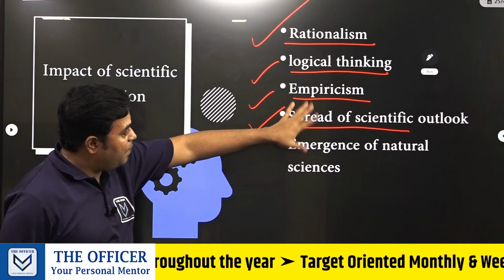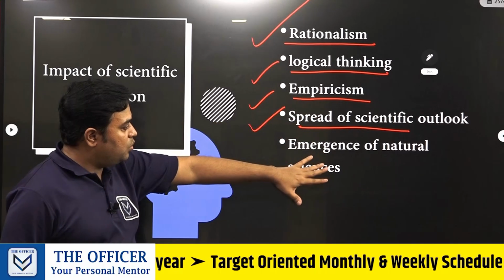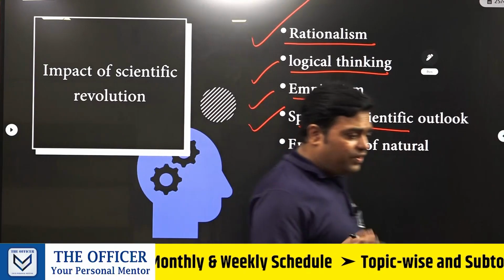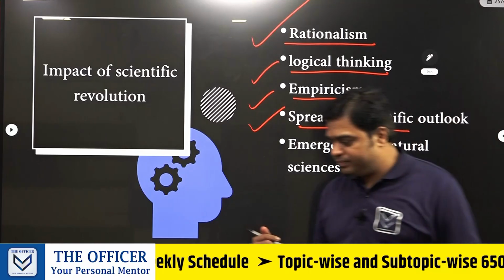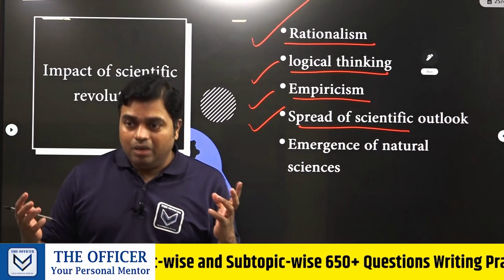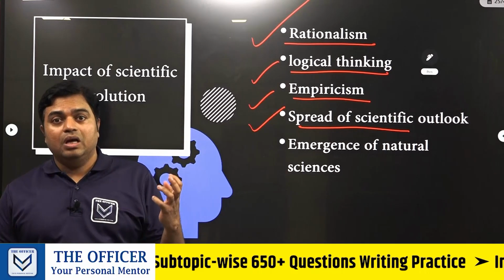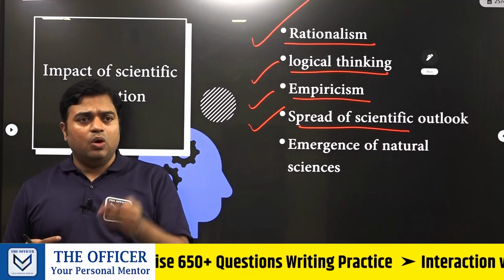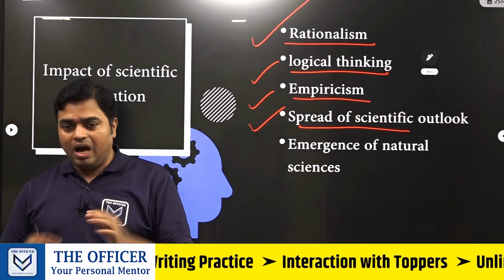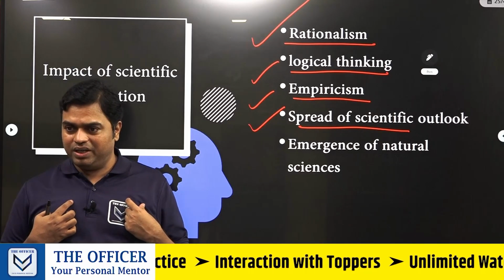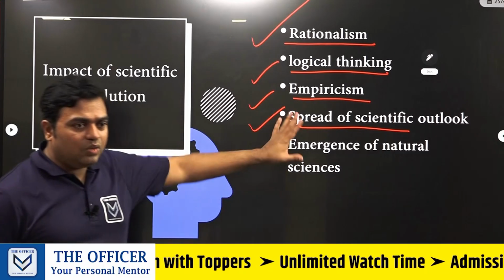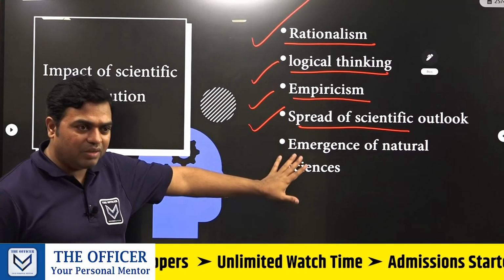So empiricism, the spread of scientific outlook, emergence of natural sciences. Because of the scientific revolution, what happened here? The people became knowledgeable. People started to raise questions. People are not accepting whatever things the Pope is propagating as it is. No, I will apply my own rationality upon it. Okay, and then only I will accept it. That was the result of the scientific revolution.